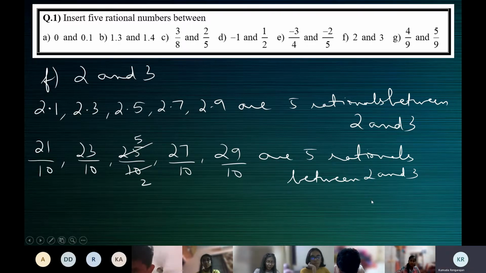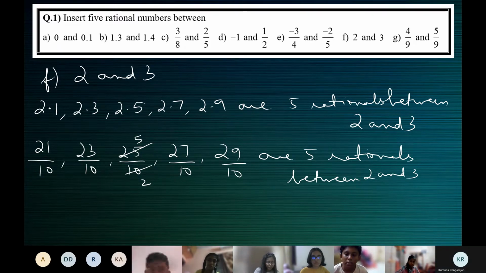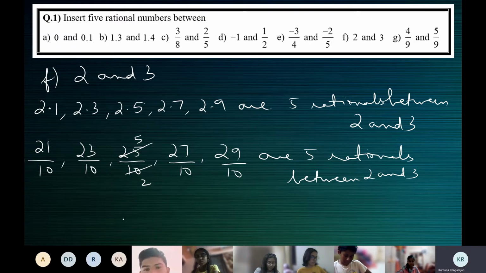Write down, children. The rest of the questions, please try them as homework. These numbers, 2.1, 2.3, are more than 2 but less than 3. You can write many such numbers, children. The collection is unlimited.